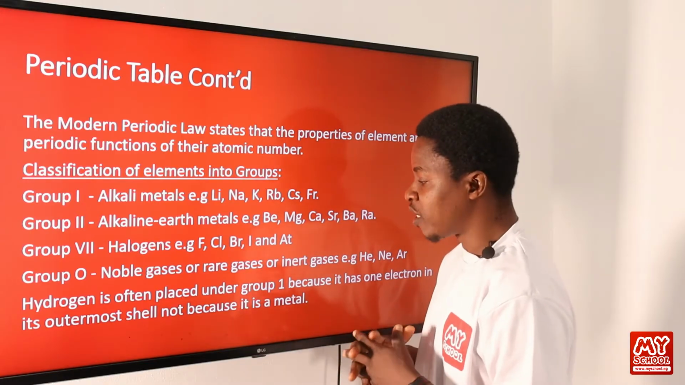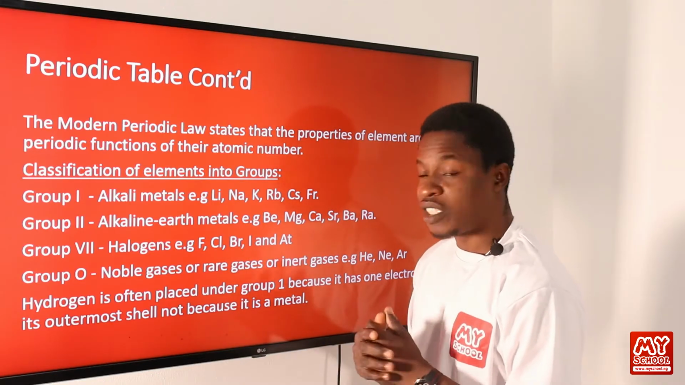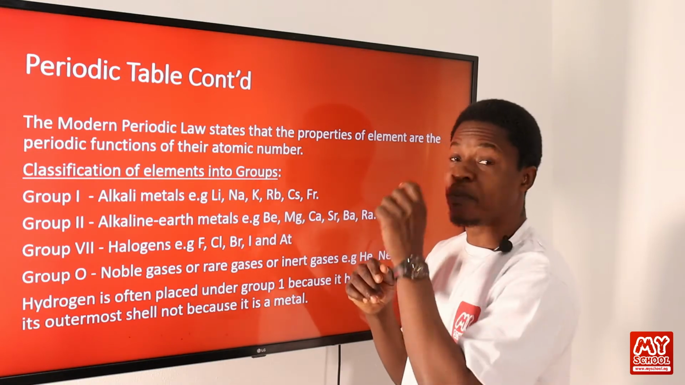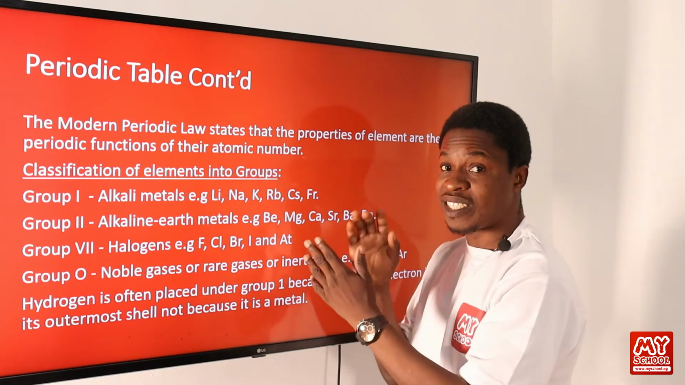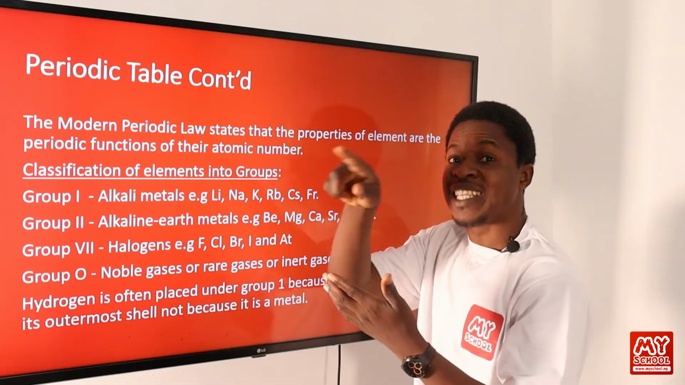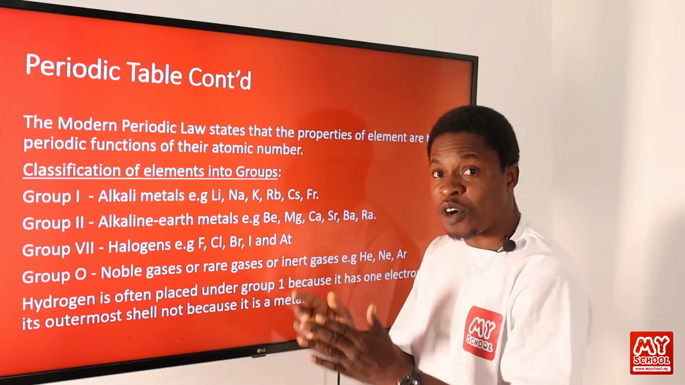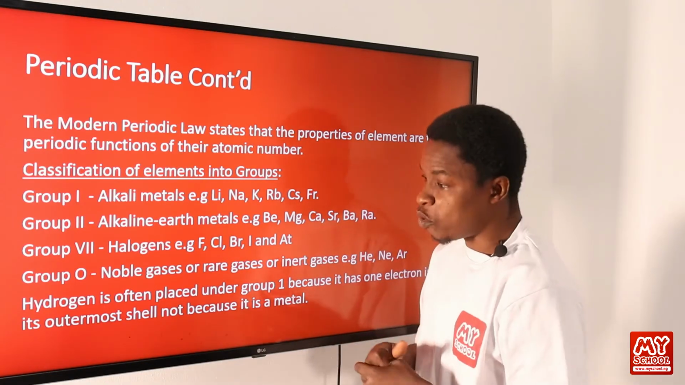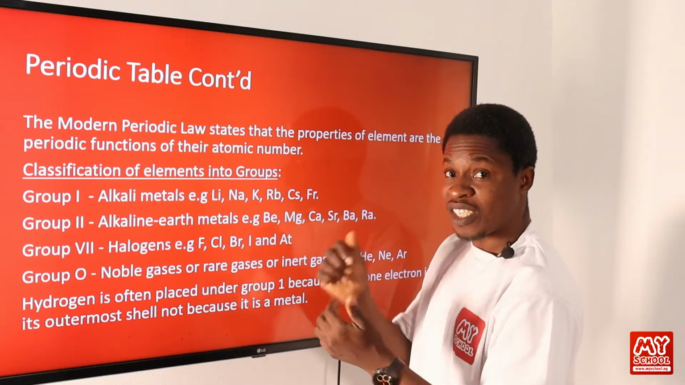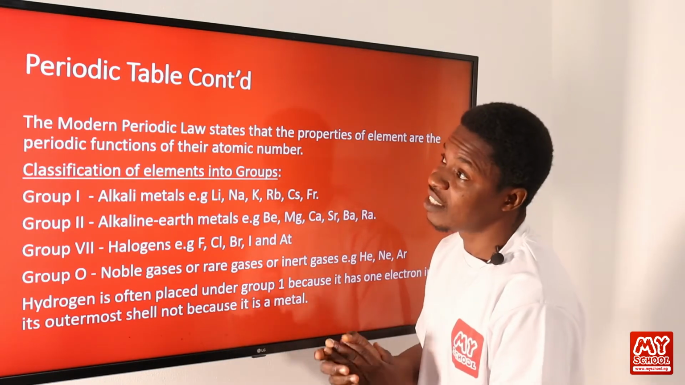Hydrogen is often placed under group 1. Why? Because it has 1 electron in its outermost shell, not because it is a metal. Hydrogen is not a metal. At room temperature, it is a gas. But we have to place it in group 1 in the periodic table because it also has 1 valence electron in the outermost shell, just like all the elements in group 1. Remember, the elements are placed in groups because of the number of electrons they have in their outermost shell. So the reason hydrogen is placed with them in group 1, even though it is not a metal, is because it has 1 electron in the outermost shell. Let's move on to the next slide.